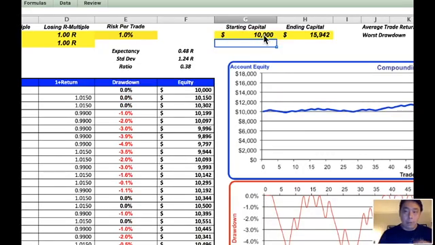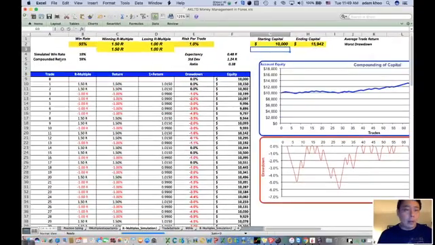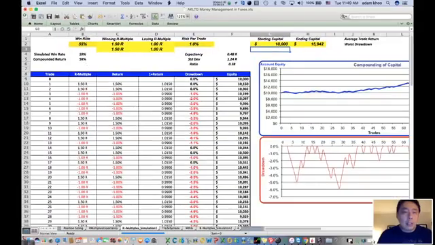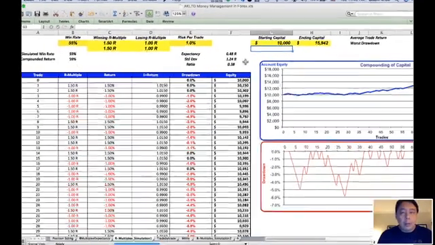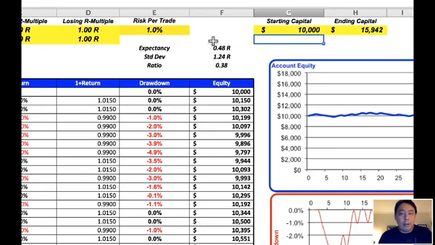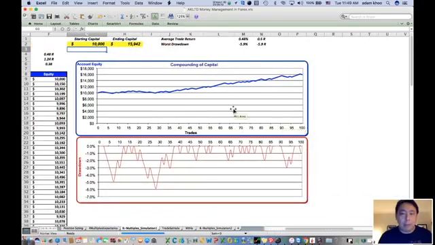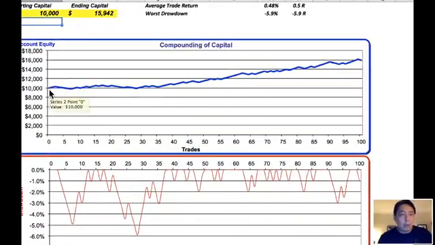Okay, so in this case, the win rate goes up to 59% for that 100 trades. Your compounded return is 59%. Money goes up 59% in 100 trades, which again is about 4 months. And you can see that based on this, your expected profit per trade is 0.48 R, your standard deviation, and so on and so forth. You can see how your capital compounds from 10,000 to, in this case, $15,000.